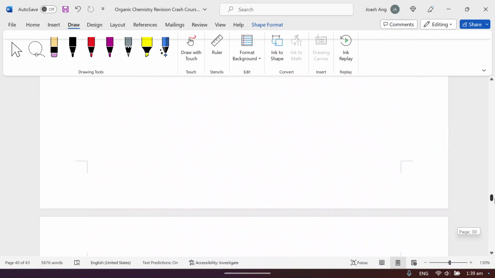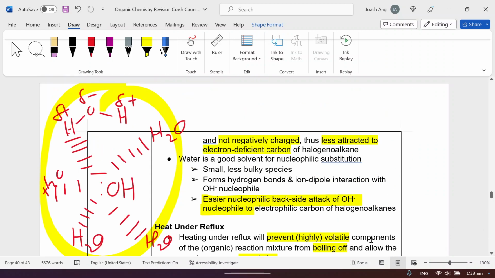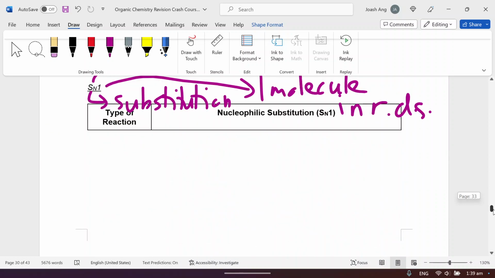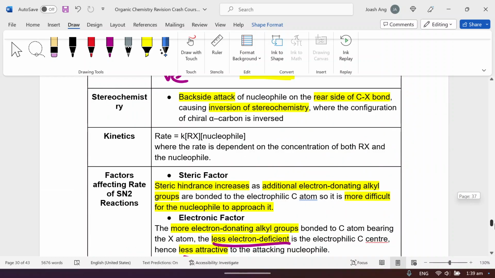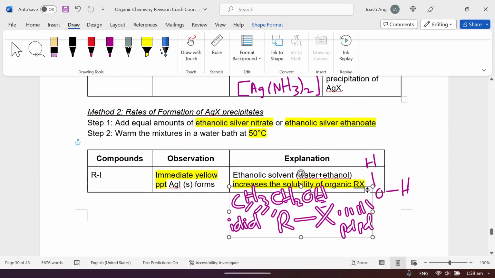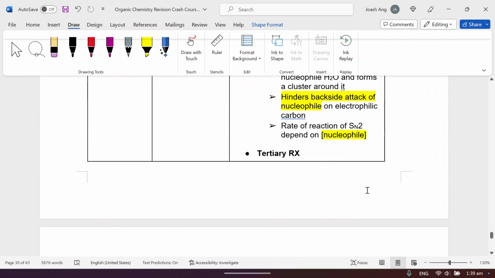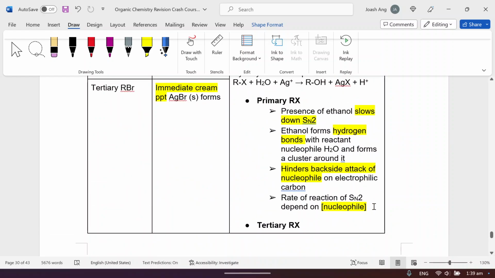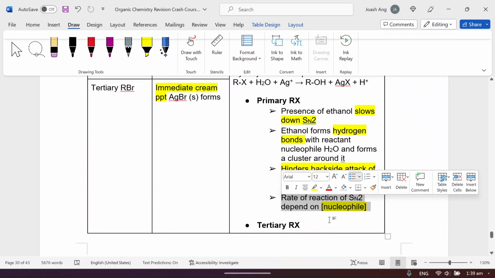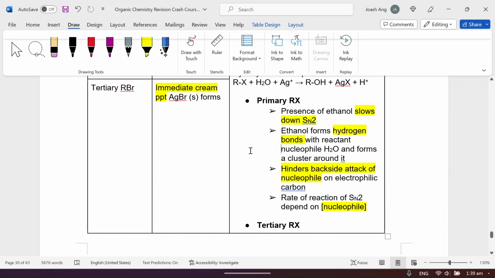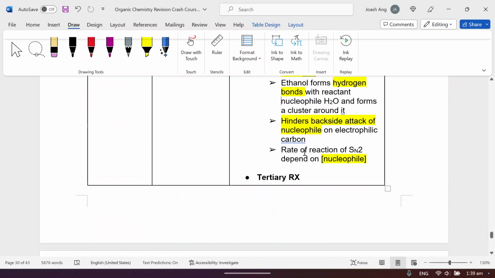So what I'm talking about is basically what I have shown in the above diagram. Okay, this diagram over here is what I'm talking about, just that instead of the OH minus, it will be a water molecule surrounded by ethanol molecules. And this hinders the backside attack on the electrophilic carbon. And since SN2 depends on the concentration of the nucleophile, that is why it is a slower reaction.